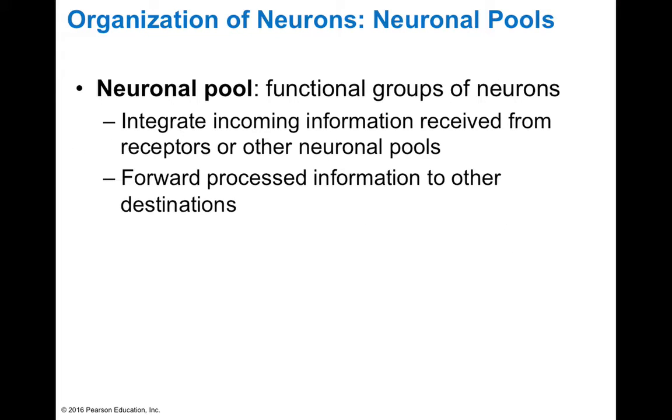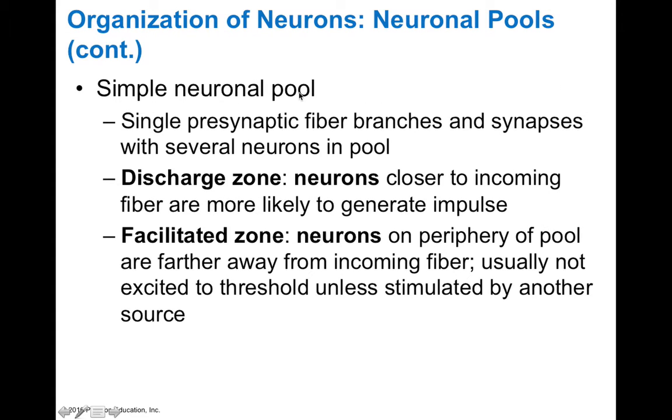When we refer to neurons that function together in groups, those are going to be pools. Pools of neurons can receive and integrate incoming information from other neuronal pools, and they basically process and forward this information along to other destinations. A simple neuronal pool is where we have a single presynaptic fiber that branches and discharges on several different neurons within the pool. Now the discharge zone refers to neurons that are closer to the incoming fiber and are therefore more likely to generate an impulse.